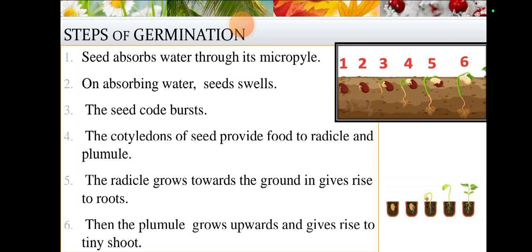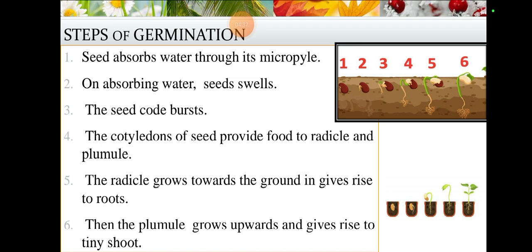So the embryo provides food to the cotyledon, and the cotyledon provides food to the radicle and plumule. The radicle grows downwards into the ground and gives rise to the root, because R for radicle, R for root. So it grows and becomes a root. And then the plumule grows upwards and gives rise to a tiny shoot.